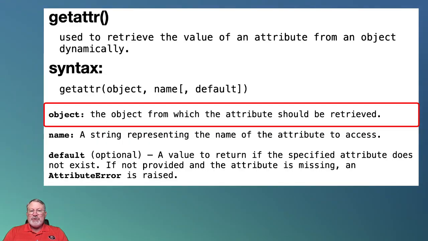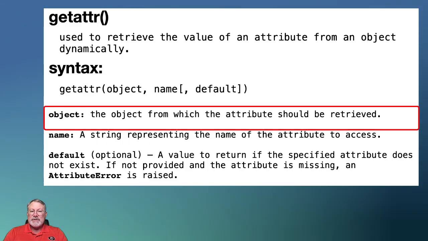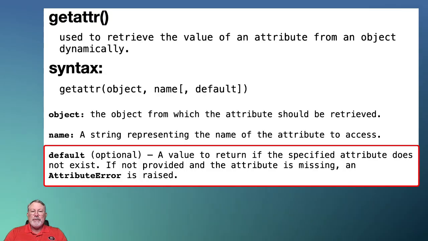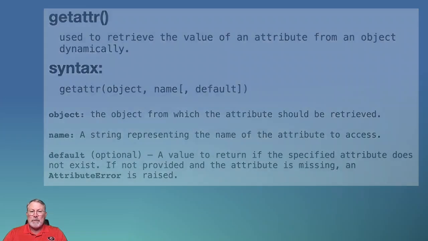The argument object is the object whose attribute you want to access. The name is a string representing the name of the attribute, and default is an optional argument that represents a value to return if the attribute doesn't exist. If the default argument isn't provided and the attribute doesn't exist, getattr raises an AttributeError.